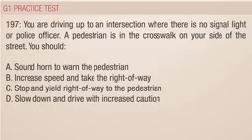Question 197. You are driving up to an intersection where there is no signal light or police officer. A pedestrian is in the crosswalk on your side of the street. You should A. Sound horn to warn the pedestrian. B. Increase speed and take the right of way. C. Stop and yield right of way to the pedestrian. D. Slow down and drive with increased caution.